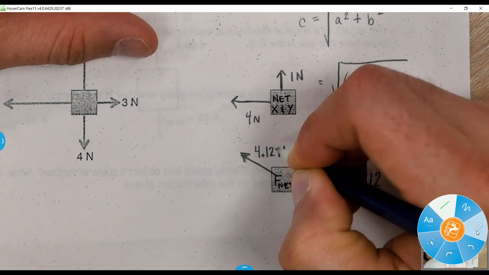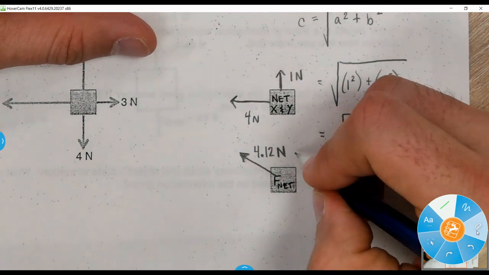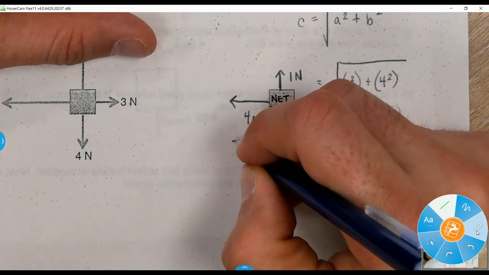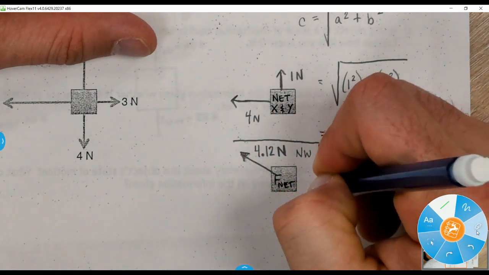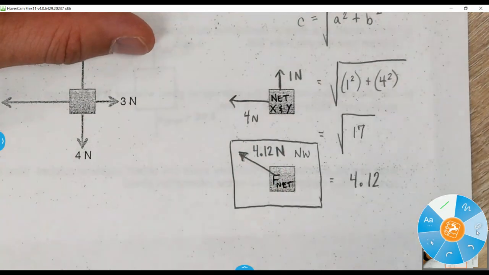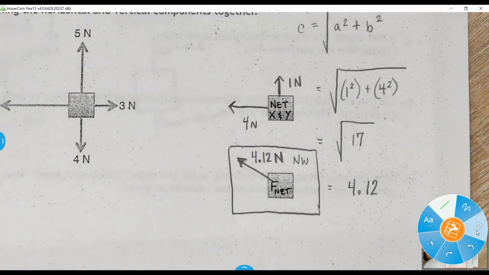newtons. And if we had to give a direction, we draw it in this direction, and if there wasn't a drawing, we could say northwest. That would be your full, complete answer and how you get to it. Boom.